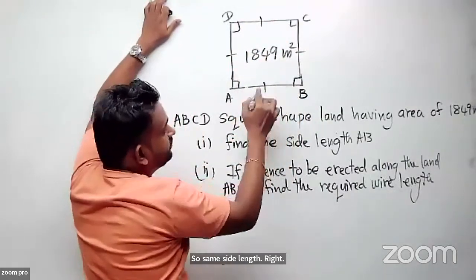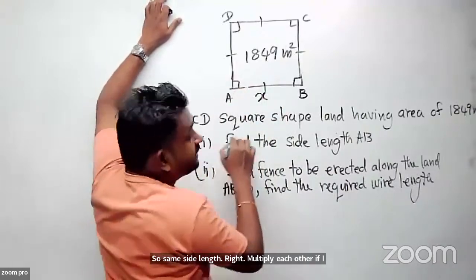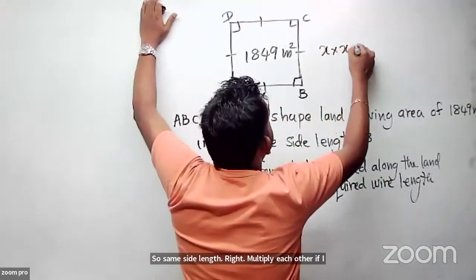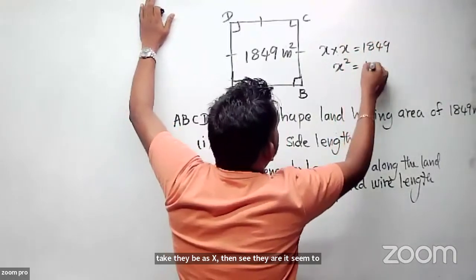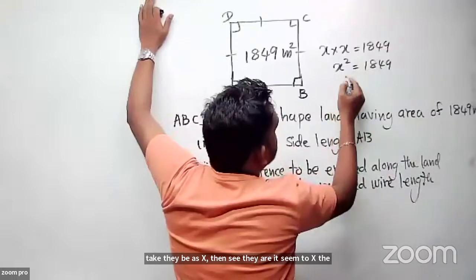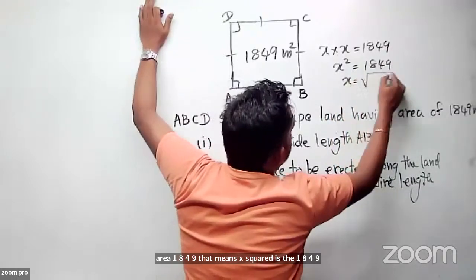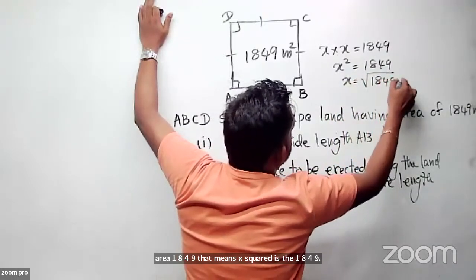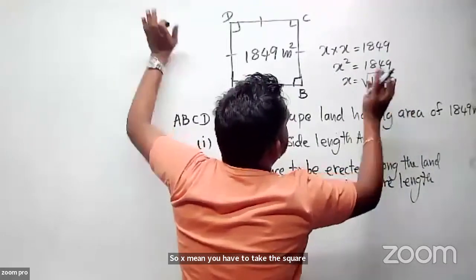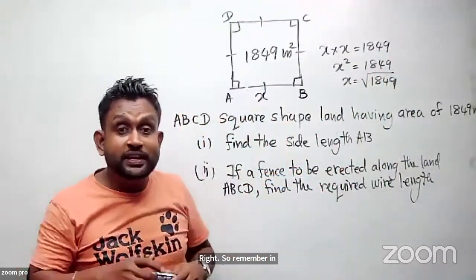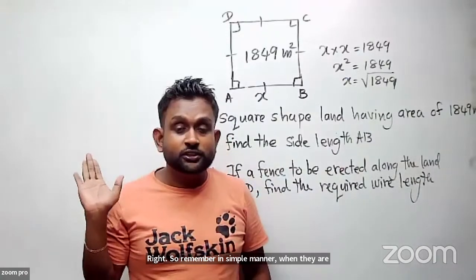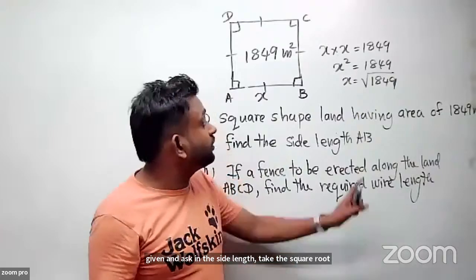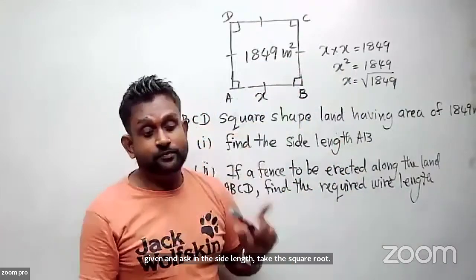Multiplying each other. If I take AB as x, then x into x is the area, 1849. That means x squared is 1849. So x means you have to take the square root of 1849. Remember in a simple manner, when the area is given and the side length is asked, take the square root of the area, then the side length is given.